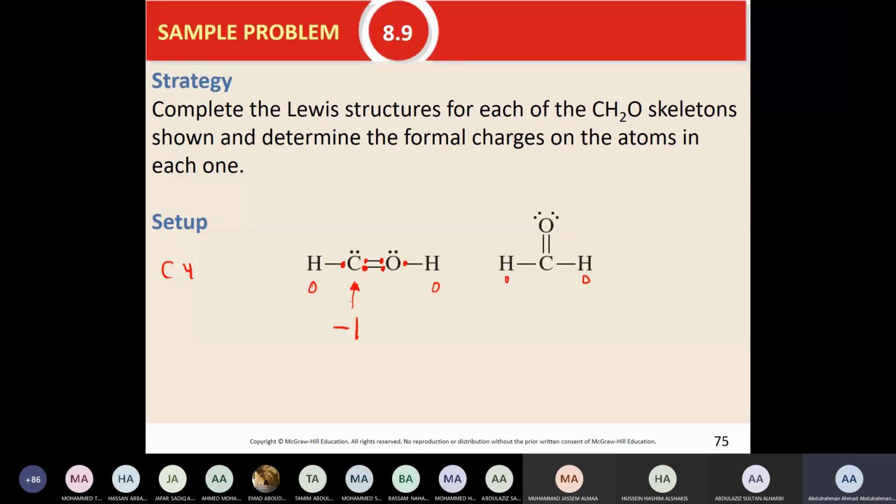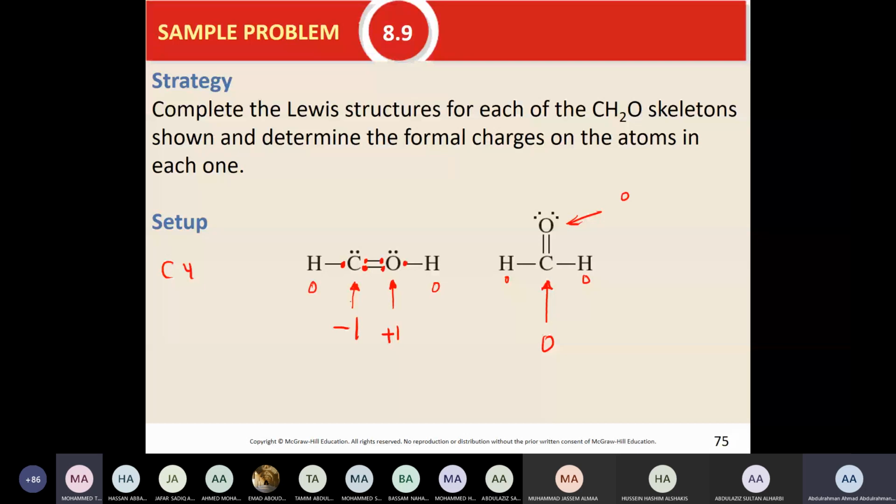How about the oxygen? What's the formal charge? +1. Last one. Exactly. How about this carbon? What's the formal charge? 0. Thank you. And how about this oxygen? What's the formal charge? 0. Very good.